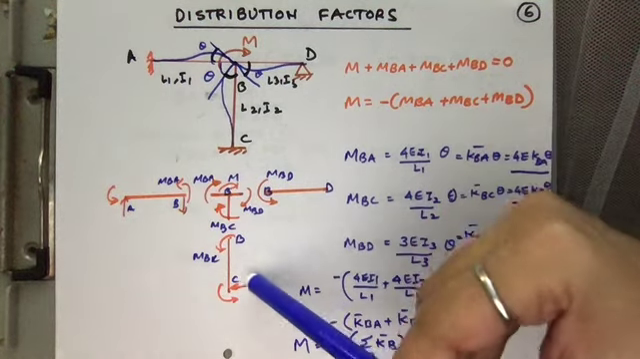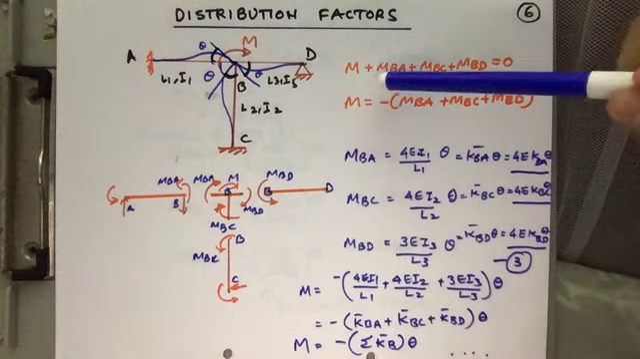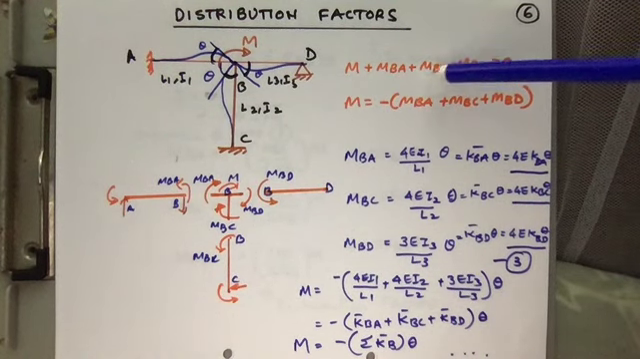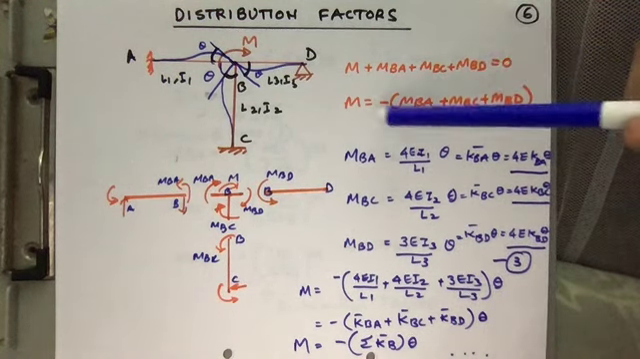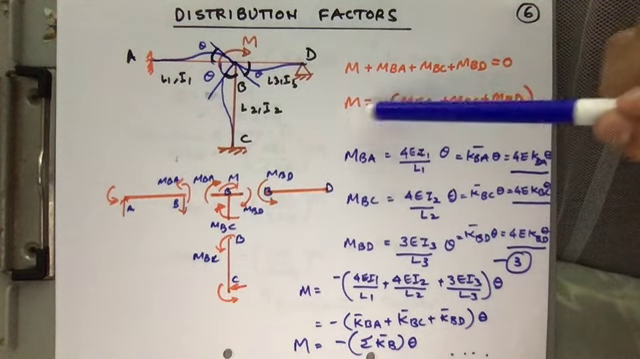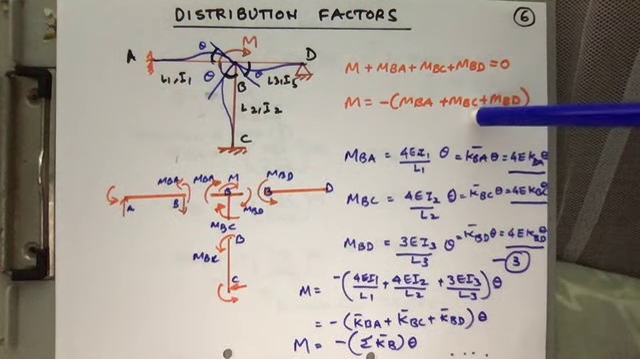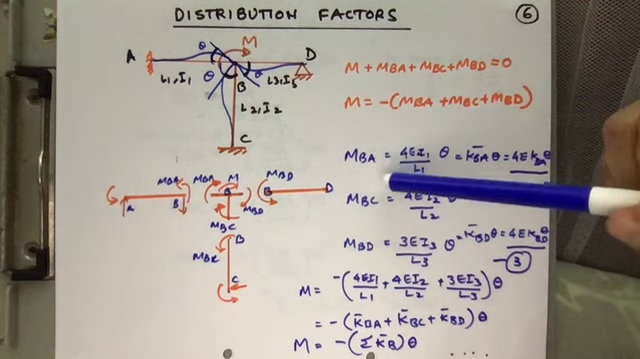The member forces are also shown. So we are writing the joint equilibrium equation here: M plus MBA plus MBC plus MBD is equal to 0. Here M is the applied moment, and these are the member end moments, but acting at the joint.